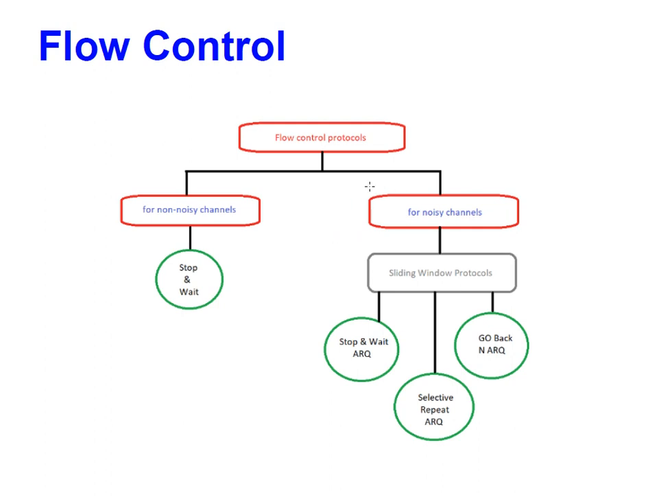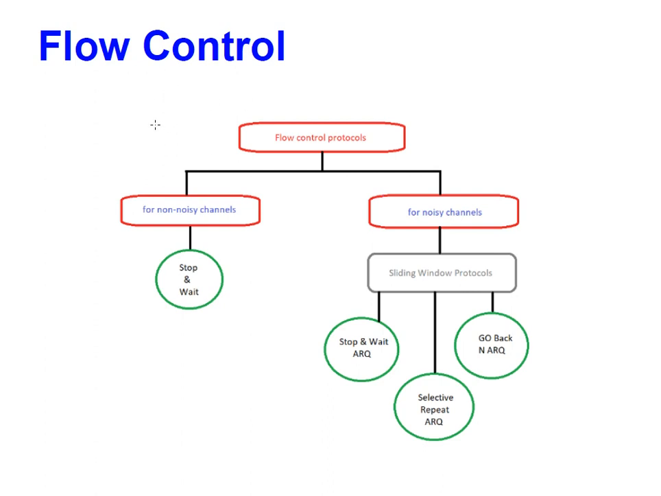Now under flow control, you can see that one is a non-noisy channel, another is a noisy channel. So there are two types. One is stop and wait, another is sliding window protocols. These are the two things you should remember. Under the sliding window protocols, you have another three types: stop and wait ARQ, selective repeat ARQ, and go back N ARQ. You have to remember this, and this is a very important question. It appears in the university question paper.